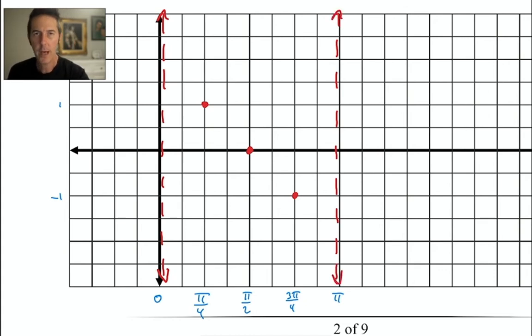So between these two asymptotes, you see that the curve rises to the left and falls to the right. That's the opposite of what the tangent graph did between its first 2 asymptotes. It was falling to the left and rising to the right. So just some comparisons between the two.